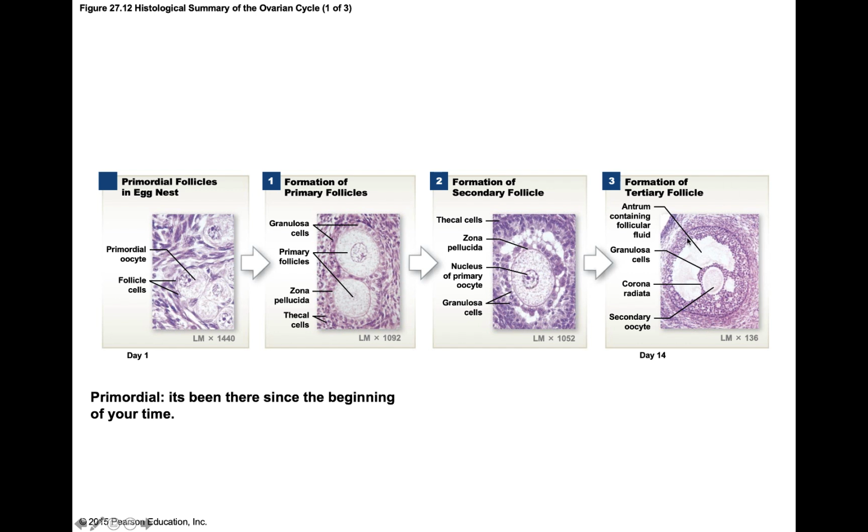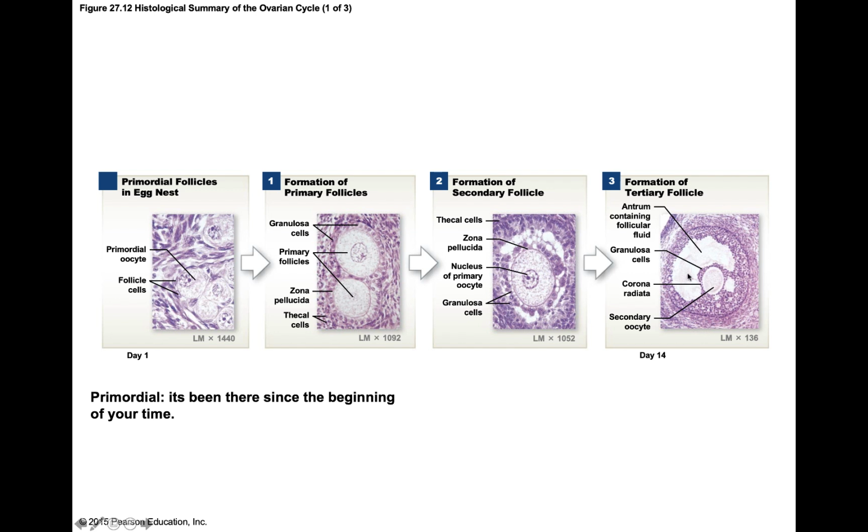Then we move on to the next step, and the follicle is going to enlarge and have a lot of fluid accumulated inside, and it's going to become a tertiary follicle. Now, if this is day 14, but if it was day 13, this oocyte would still be a primary oocyte. So it's going to become a secondary oocyte on day 14, just when ovulation is going to happen.